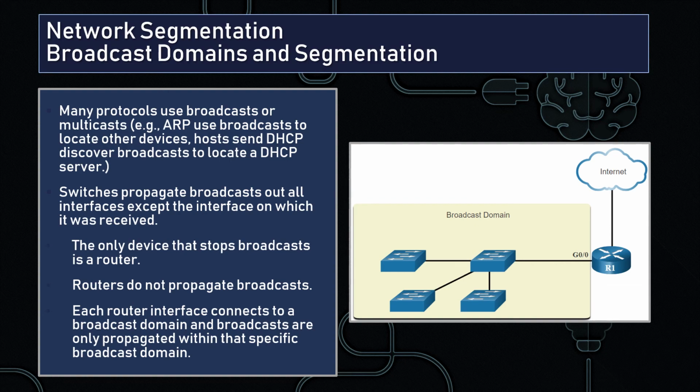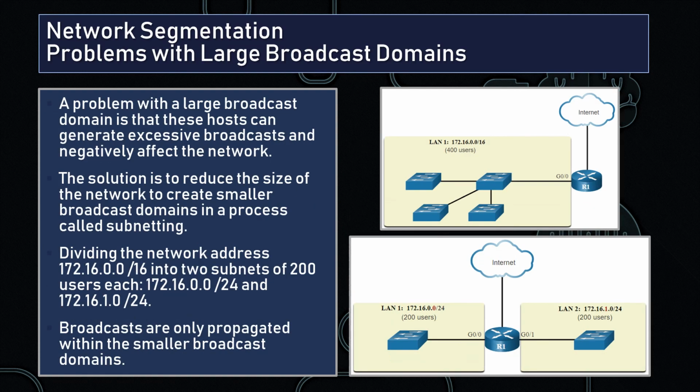The domain covers all of the hosts and devices within that broadcast area that will accept broadcast packets. The problem with a large broadcast domain is that these hosts can generate a lot of broadcasts, and that can bring down the network's ability to use its bandwidth effectively. So here in the graphic on the right, we see one subnet of 400 users being split into 2 subnets of 200 users each. This means that if there is a broadcast on now LAN 1, it will only affect half the users it normally would.